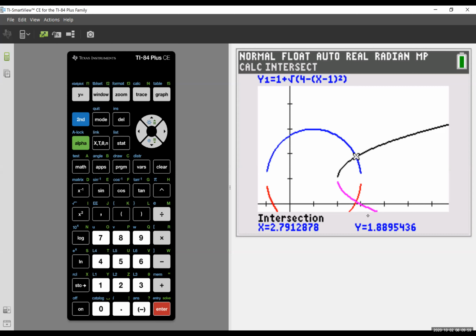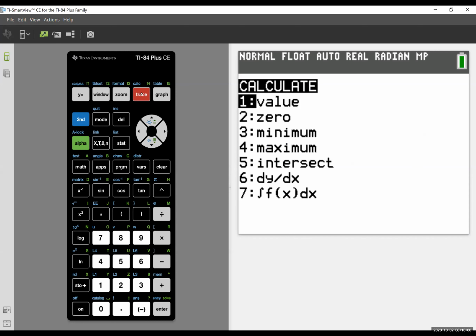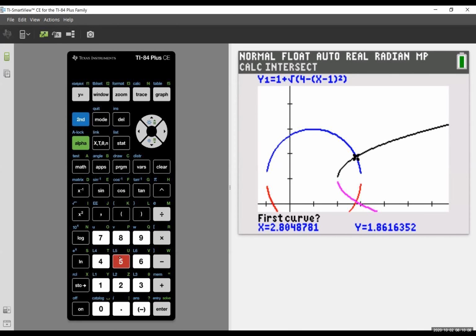So that's over here at the bottom, the red and the pink. So second trace, again, intersection. And this time we want to get the red curve. So I'll press the down key and now I'm on the red curve. And I'll kind of play around, see if I get a mistake again. We'll go from there.